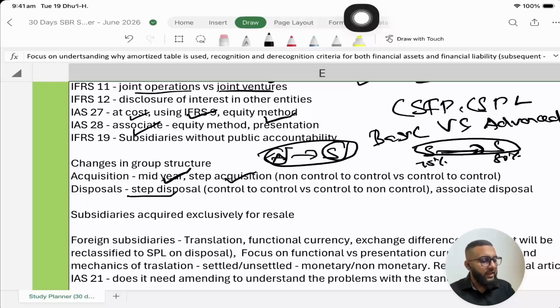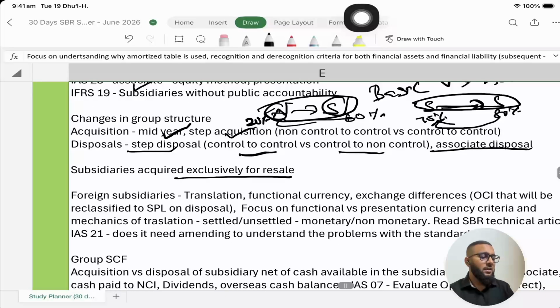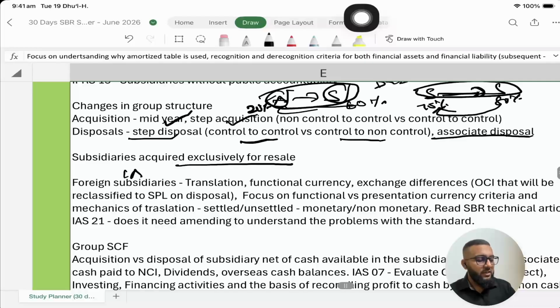Disposals: there can be step disposal, again a control to control scenario versus control to non-control. So the opposite of this: you sell from 80%, you sell 10%. That's control to control. Or let's say 60% becomes 20%, so you sold 40%. That's control to non-control. So non-control to control in terms of acquisitions, and control to non-control in terms of disposals, where you're losing control. Okay. And then when you dispose of an associate, how are you going to treat it? Then there are subsidiaries acquired exclusively for resale. So what standard applies here? Think about it. Then foreign subsidiaries, the connection with IAS 21, right?